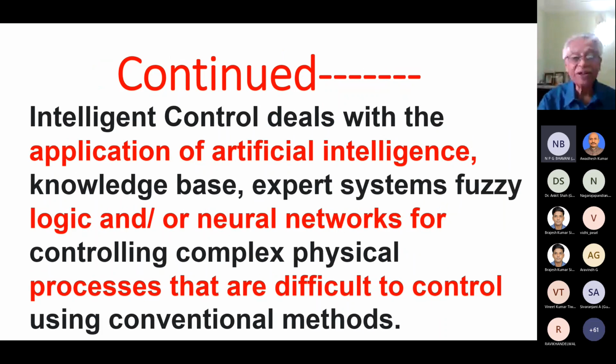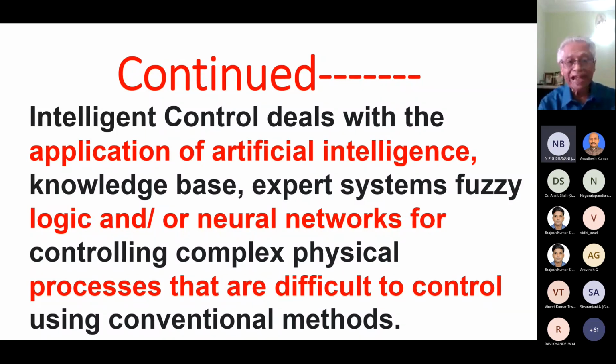So intelligent control deals with the application of artificial intelligence, knowledge base, expert systems, fuzzy logic, and/or neural networks for controlling complex physical processes that are difficult to control using conventional methods. Now, physical methods, as you said, have a lot of complexity coming in the way, and it is very difficult to obtain the solution.